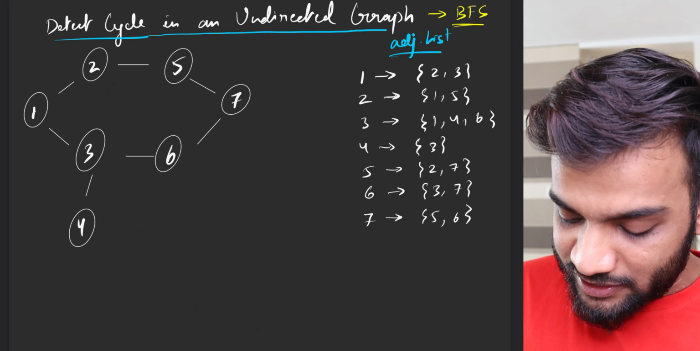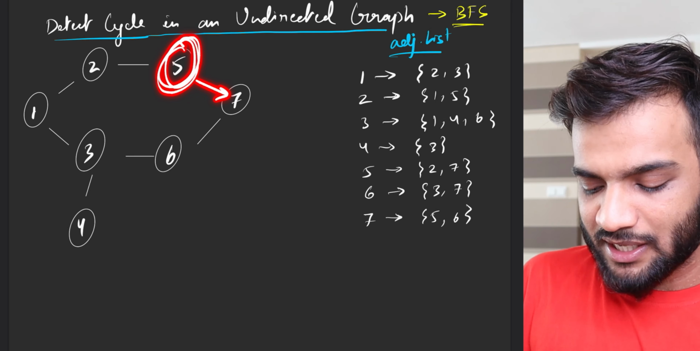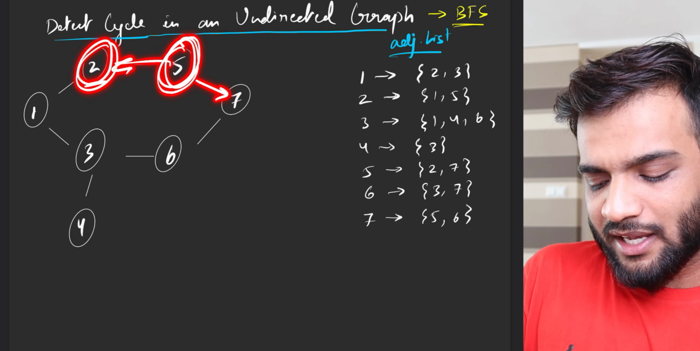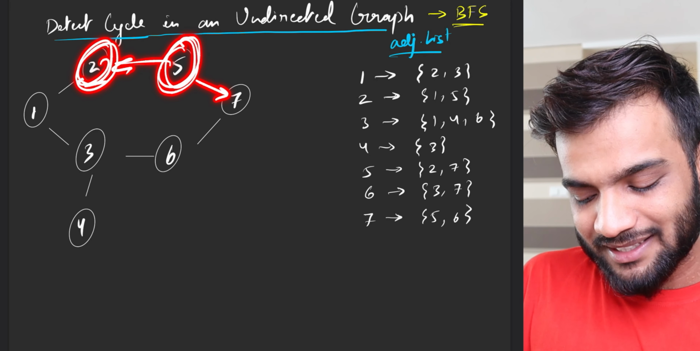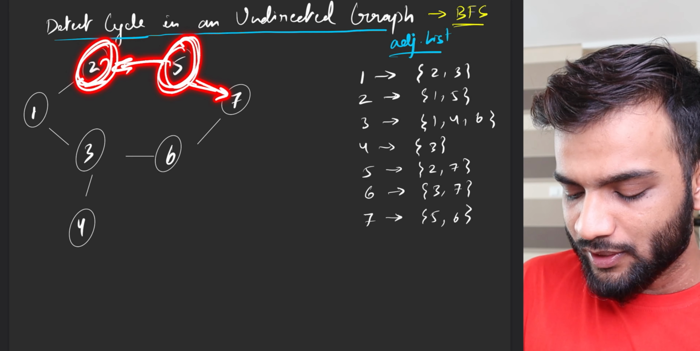Correct? If you carefully see, from 5, where can you go? You can go to 7. You can go to 2. But from 5, why will you go to 2? Because it is nothing but where you came from. So you will try to go to 7.